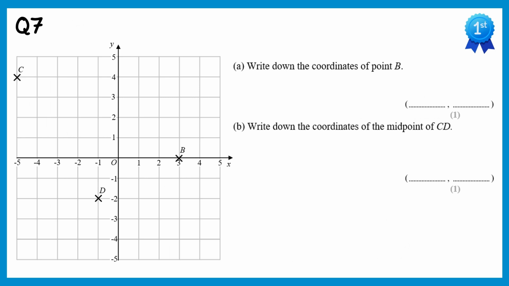For part A of this question we need to write down the coordinates of the point B, that's this one here. You can see B is on the x-axis at the point 3, so the x-coordinate must be 3, and since it's on the x-axis the y-coordinate must be 0.